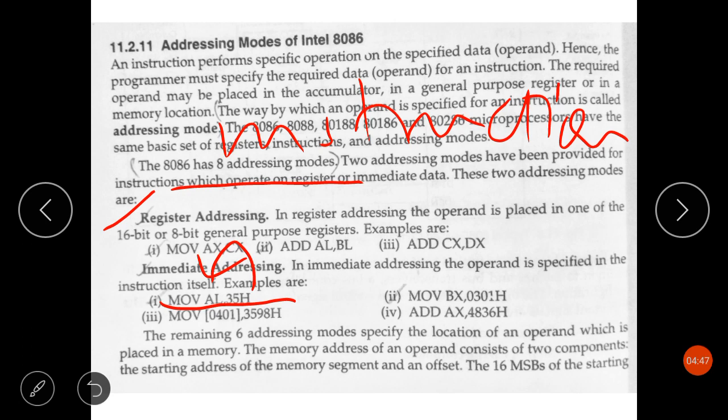The remaining six addressing modes specify the location of an operand which is placed in memory. In the previous two addressing modes, register addressing mode and immediate addressing mode, we specified the operand either directly in the instruction or as the content of the register. But in the rest of the addressing modes, we specify the operand's offset address in some way or the other.